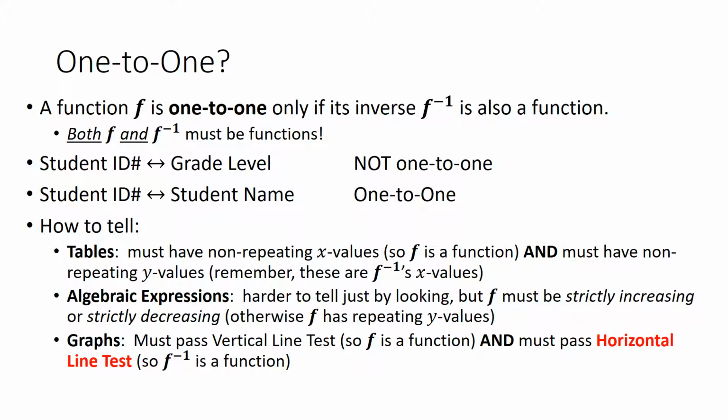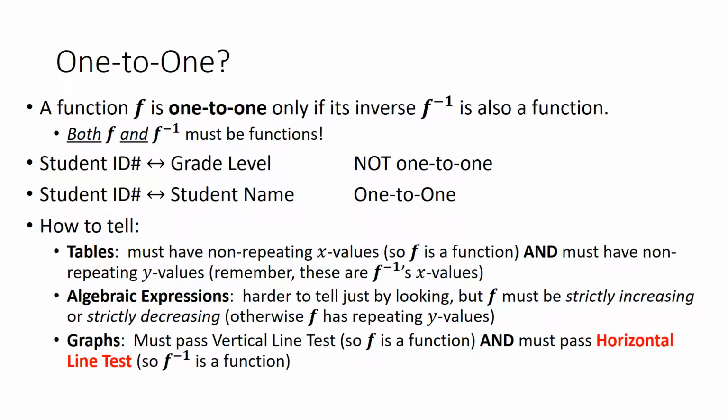If we have an algebraic expression, it's a little harder to tell just by looking at it, but it turns out that in order for a function to be one-to-one, it needs to be strictly increasing or strictly decreasing. If it has any maximum or minimum points, any turning points, it's not going to be one-to-one, because if it does have a turning point, that means that we're going to have repeating y values. And you can sketch a graph and just kind of visualize that yourself.